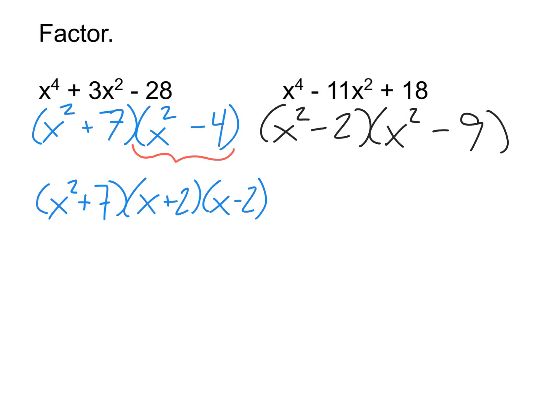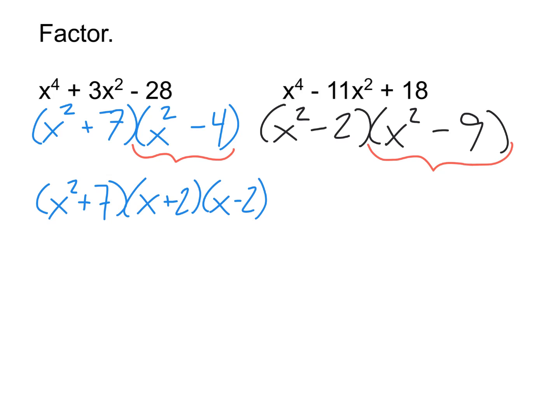Now that I've done that, because they're x squareds, I do need to look and see, can these factor any more? So first up, looking at the x squared minus 2. In order for me to be able to factor that, I would have to be subtracting, which I am, and I'd have to be subtracting a perfect square. Now 2, though, is not a perfect square, and so that one is not going to factor any further.